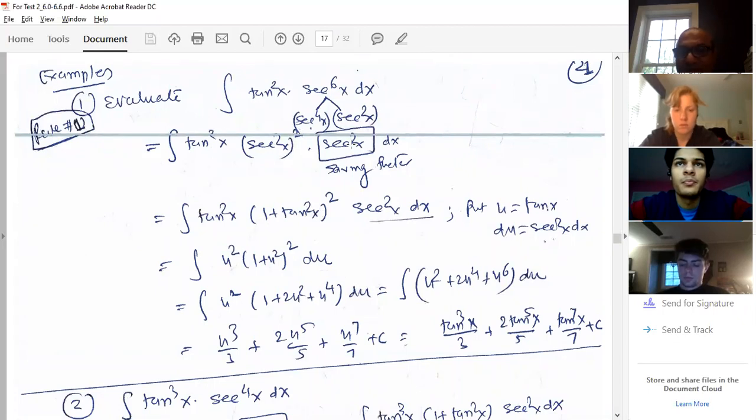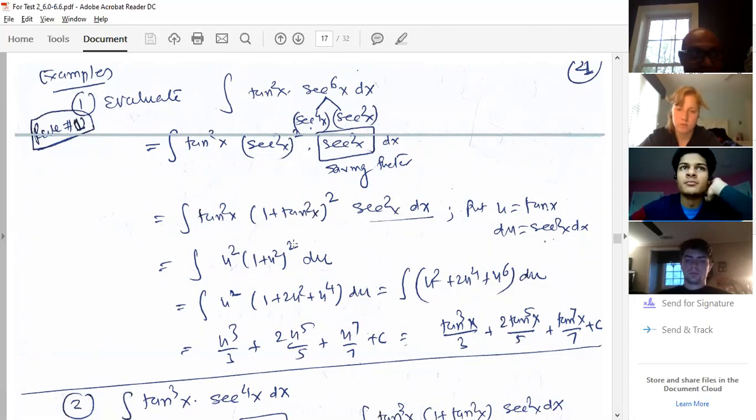Secant square x is the saving factor. Now, as you know, u equals secant x. You can write secant square x as 1 plus tangent square x first, and then take u equal to tangent x, so du equals secant square x. Just plug the values: u square times 1 plus u square du. As I told you, you can simplify this factor.